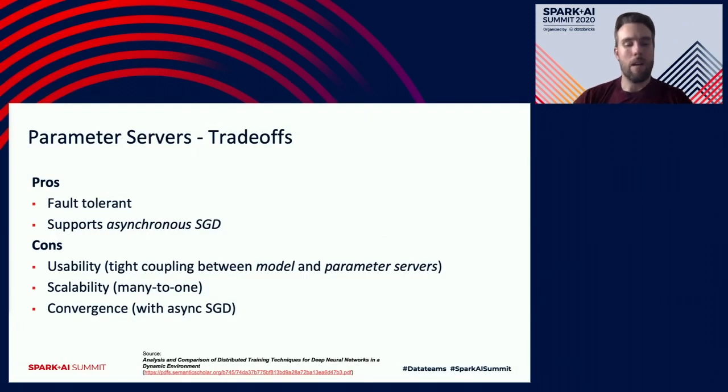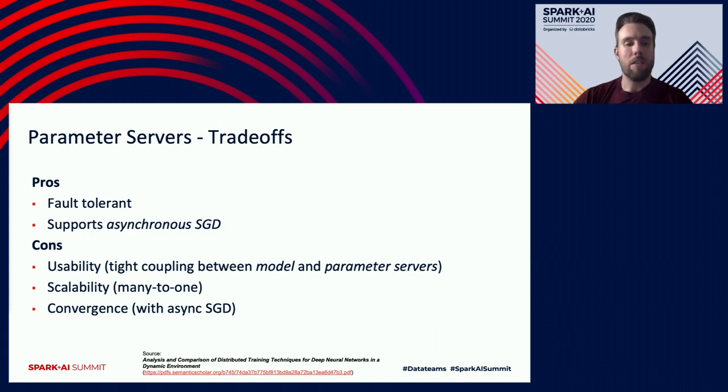Now, this approach, parameter servers, has some various trade-offs. Several pros that it has are native fault tolerance. So if the parameter server goes down, you might have several replicas set up so that it can be recovered very easily. And it supports a technique called asynchronous stochastic gradient descent, which allows you to have individual workers processing at different frequencies without having to be blocked by slower workers.